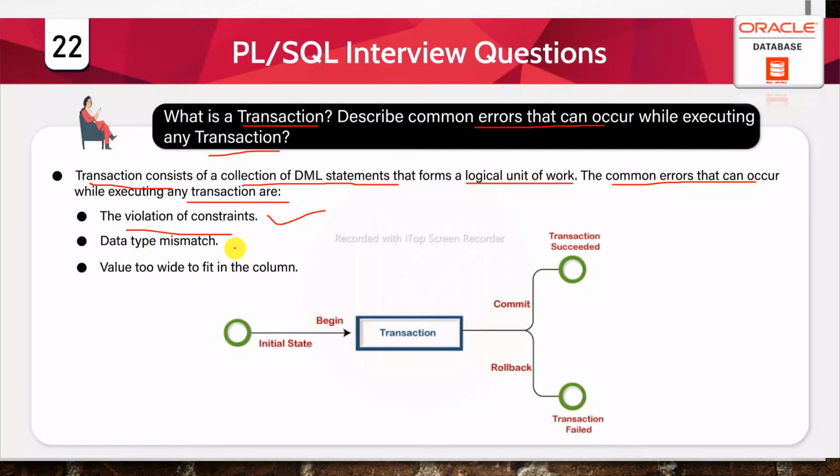Next, data type mismatch. If you are writing data type for a column as varchar2, or if you are writing number, and if you are trying to add different data types in that particular column, then this will be the error, that is data type mismatch.